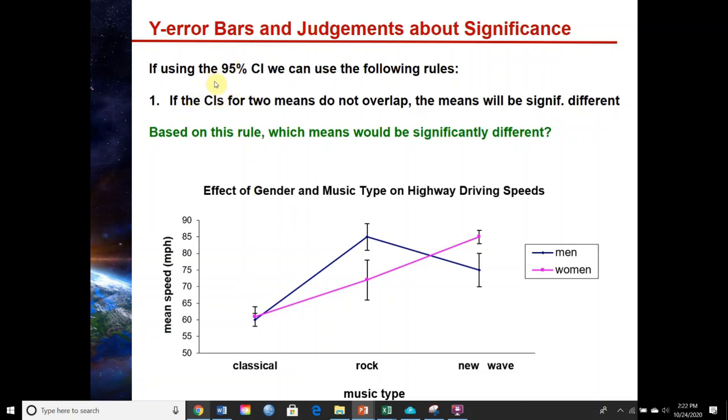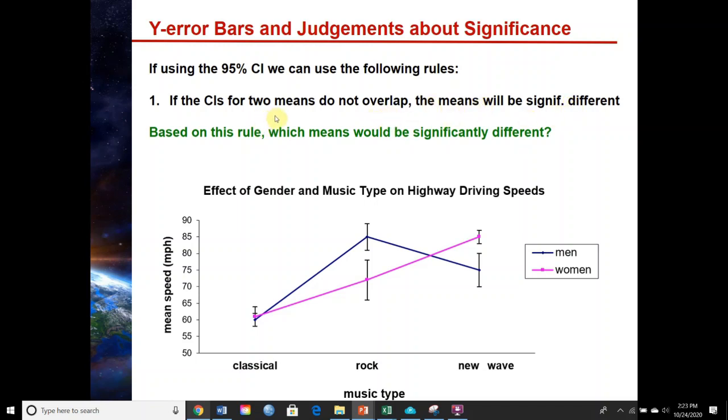Now, these rules only apply if we're using the 95% confidence interval or the 99% confidence interval. If we're using the 68% confidence interval, we could be running into problems. We could be saying, oh yeah, those are going to be significantly different, when in fact they're not. All right, so the rule I gave you initially was that if the two confidence intervals, the Y error bars, for two means do not overlap, the means will be significantly different from each other. All right, that was the rule.